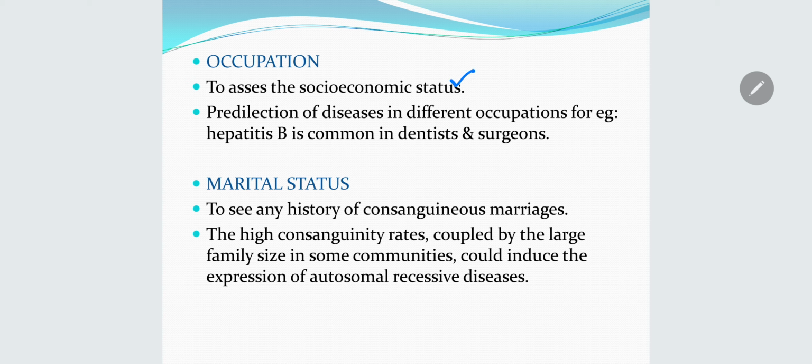Occupation, to see the socio-economic status. And a few diseases are also occupational diseases, like hepatitis B, which is common in dentists and surgeons, and in farmers we can see deep fungal infections or respiratory infections. So it is very important to note the occupation also. And marital status is very important because of any history of consanguineous marriages, because many developmental anomalies of teeth and face can be seen with consanguinity rates. Hence this marital status is also important.